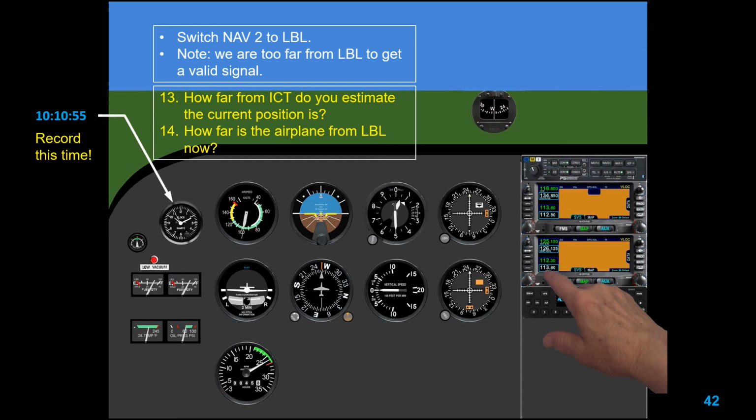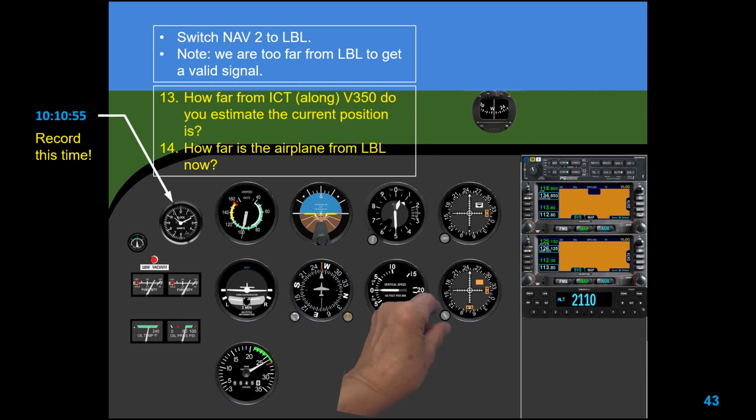Okay, switch nav 2 to the Liberal VOR. Adjust the CDI to the correct inbound course to the Liberal VOR. Note we're still too far from Liberal to get a valid signal. How far from Wichita along the Victor 350 do you estimate the current position is? How far is the airplane from Liberal now?